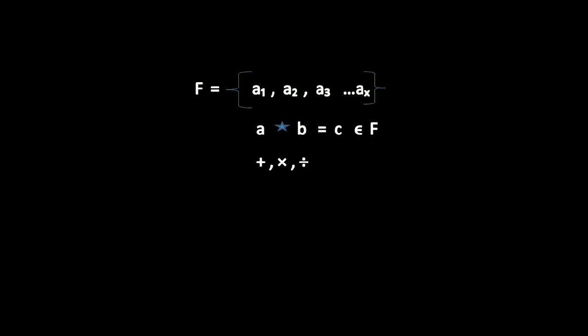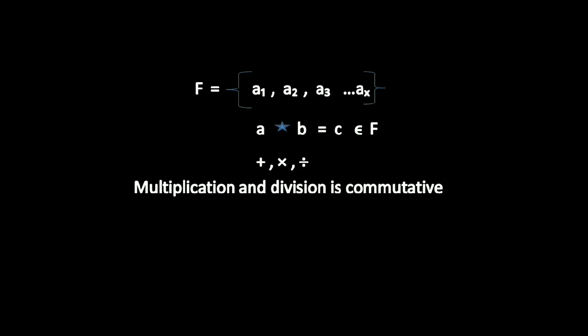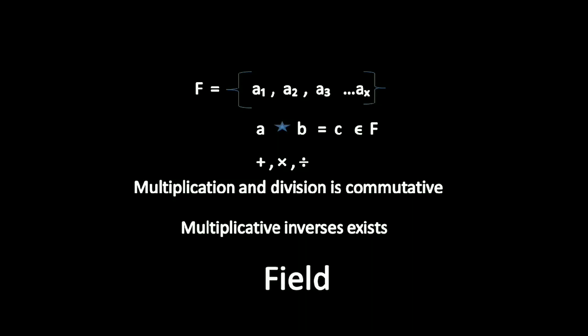Again, define a set F. Take two elements, apply the operation, you see the result belongs to that set F. Now the operation in this case can be addition, multiplication or division. In addition to all the properties of the ring, if multiplication and division are commutative and a multiplicative inverse exists in this case, then we call this set a field.